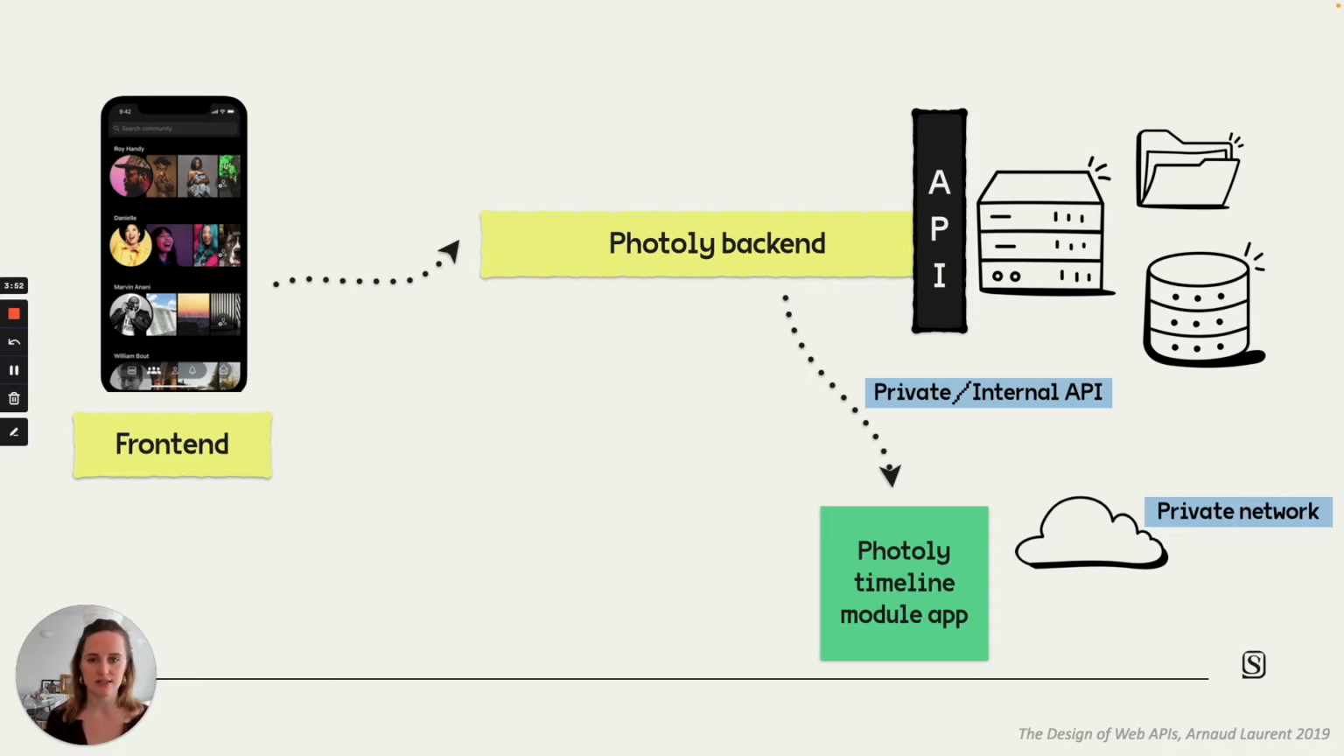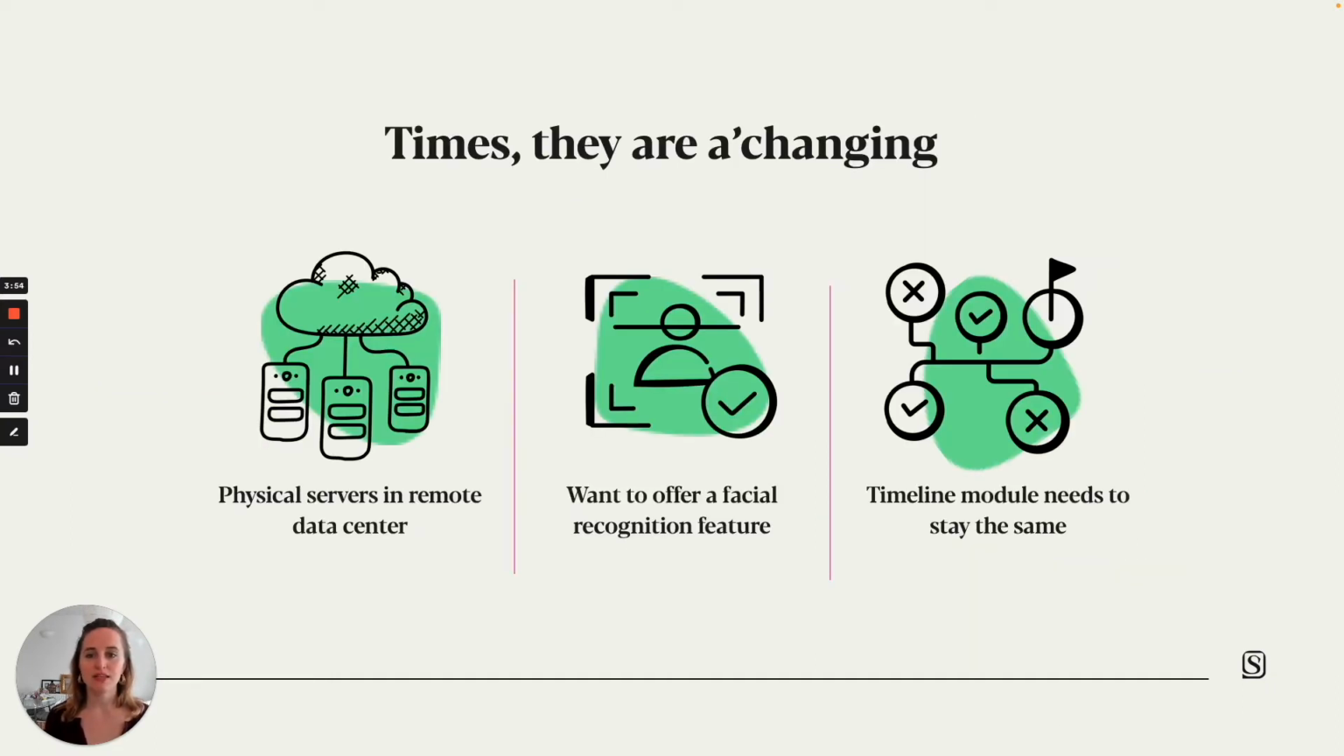But let's say when Photolly is in its early days, their backend is stored at a remote data center on a bunch of physical machines. But now that it's getting so popular, they're running out of storage space for all the photos. And additionally, Photolly wants to offer a facial recognition capability for photo tagging to stay competitive. But also, they really can't make any other changes to other parts of the app, like the timeline module. Everything needs to remain the same, but they need to make these changes.